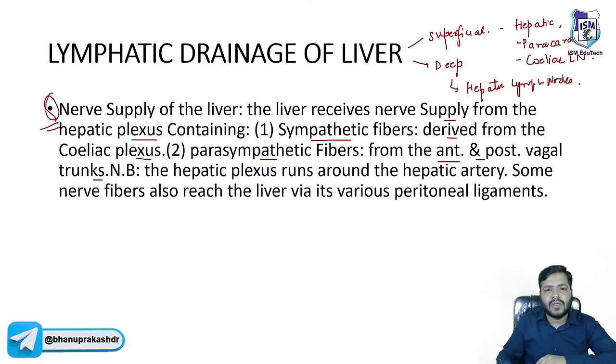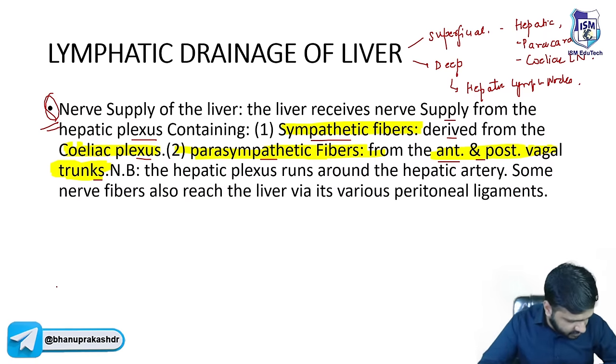So we have sympathetic fibers, derived from the celiac plexus, and we have parasympathetic fibers, derived from the anterior and posterior vagal trunks. So that is all about the lymphatic drainage and the nerve supply of the liver.